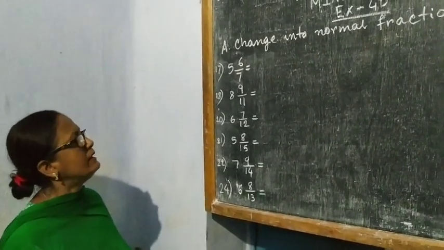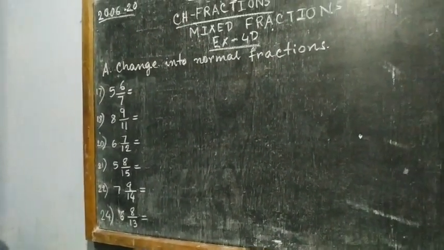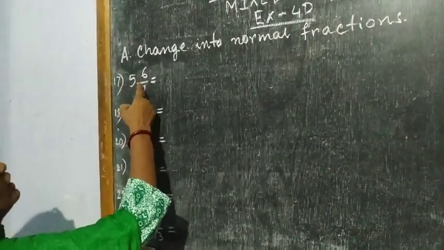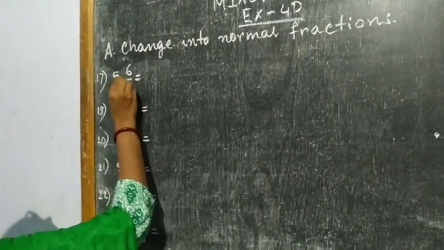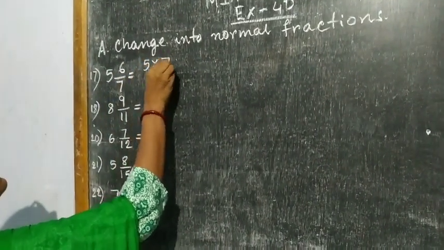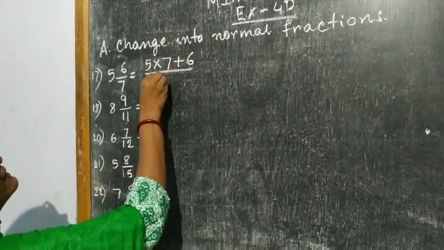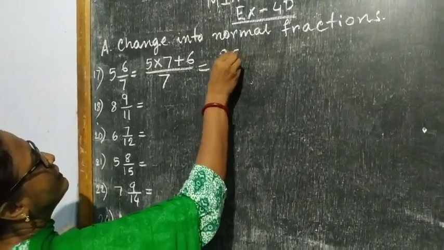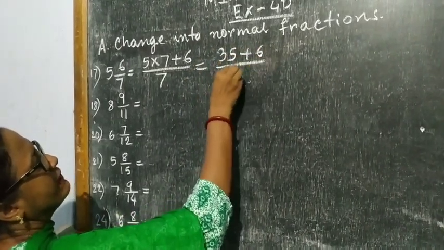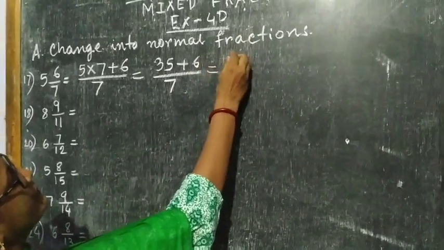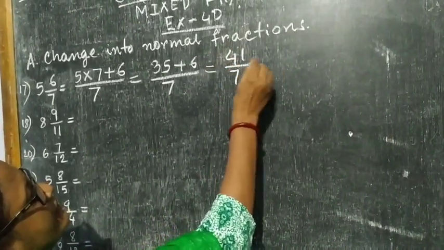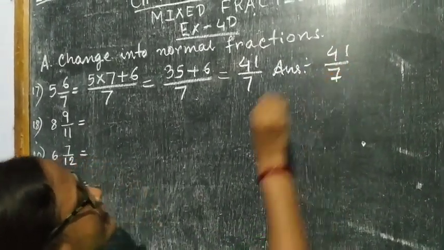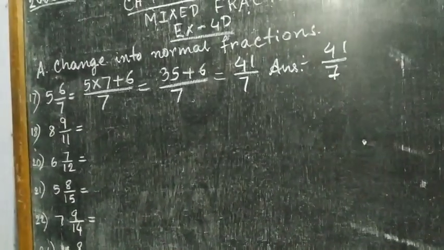Now children, let's do sum number 17: 5 6 by 7. So it is a mixed fraction. You have to change it into a normal fraction. So 5 into 7 plus 6 by 7. So 5 sevens are 35 plus 6 by 7. So 35 plus 6, 41 by 7. So the answer is 41 by 7. So 41 by 7 is the normal fraction.